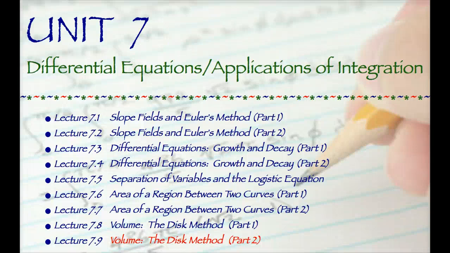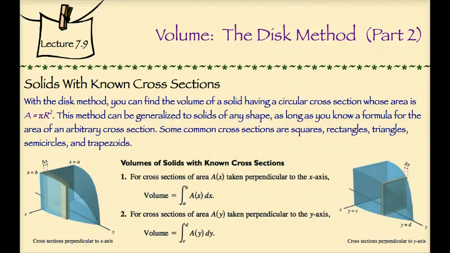Hi boys and girls, this is lecture 7.9, the topic, volume, the disk method, part 2. In the last lecture, we discovered that we can find the volume of a solid having a circular cross-section whose area is A equals pi r squared.